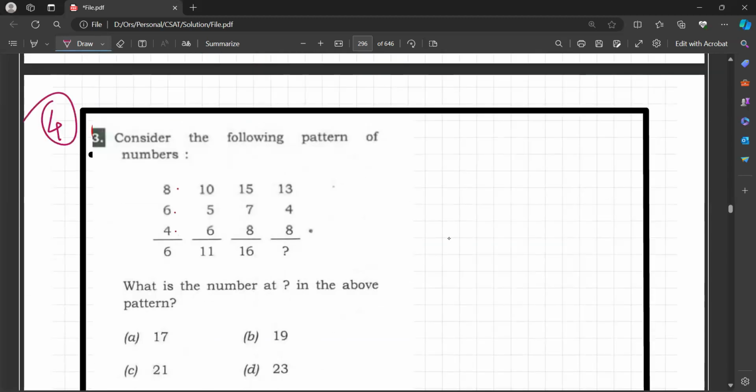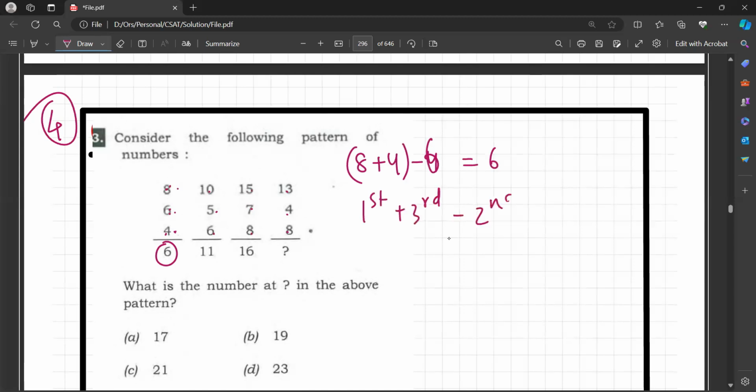8, 6, 4, 10, 6, 5, 15, 8, 7, 13, 4, 8. What I'm going to do is, since I need a 6 here, let me see how I can get a 6. If I add them, no way. 8 plus 6 is 14. 14 minus 4 is 10. No way. 8 plus 4 is 12. 12 minus 6 is 6. That means the first number plus the third number minus the second number.